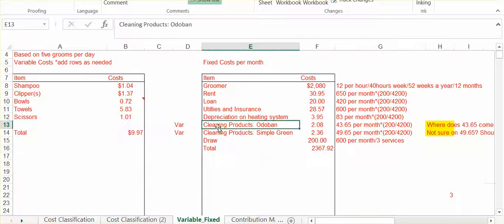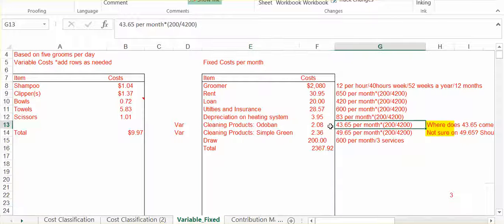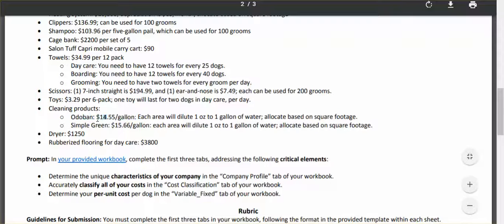Looking at the cleaning products, there was a little bit of confusion about how this was calculated. I guess it could be a fixed cost if there was a certain amount of cleaning products that were used every month, no matter what. But I wasn't sure how the $43.65 and the $49.65 came up. When I looked at the information, it says it was $14.55 per gallon, and something about diluting it with a gallon of water.